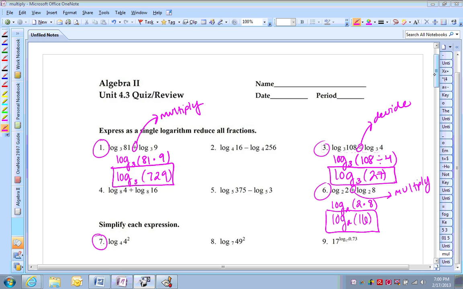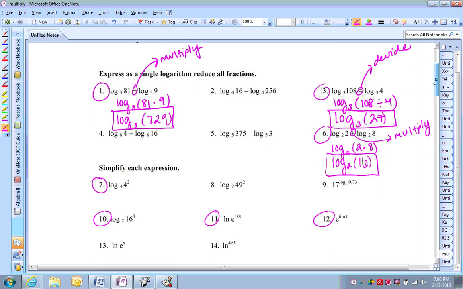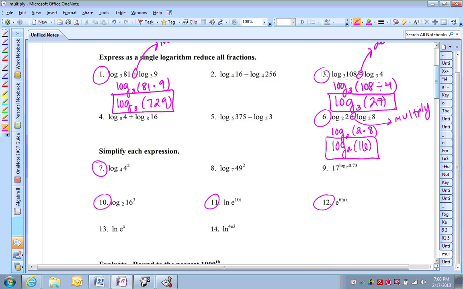Okay, on the second section, they're asking us to simplify each expression. And on number 7, we have log base 4 of 4 squared. Now, remember, if you have an exponent, you can bring it to the front. That's one of our log properties. If you have an exponent in your log, you can bring it out front. So this becomes 2 times log base 4 of 4.